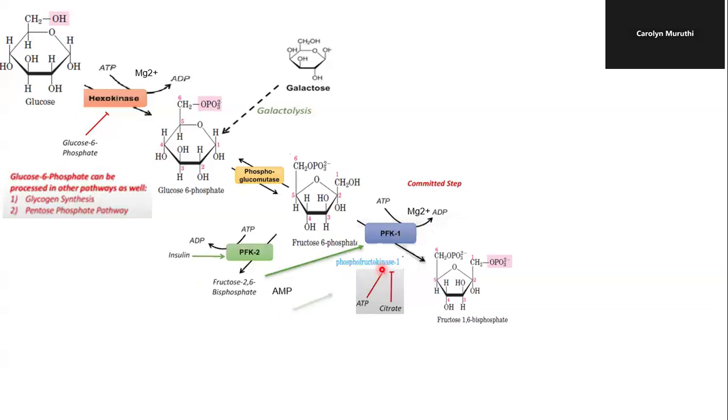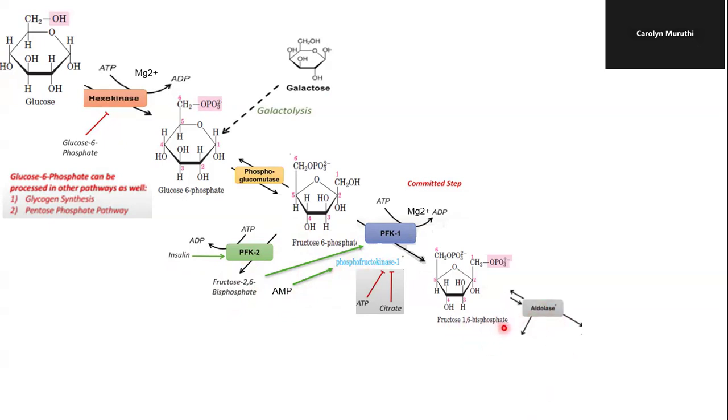On the other hand, fructose 2,6-bisphosphate, which is generated by converting fructose 6-phosphate to fructose 2,6-bisphosphate, a reaction catalyzed by phosphofructokinase 2 activated by insulin, will result in activation of phosphofructokinase 1, and AMP is also involved in activation of phosphofructokinase 1.